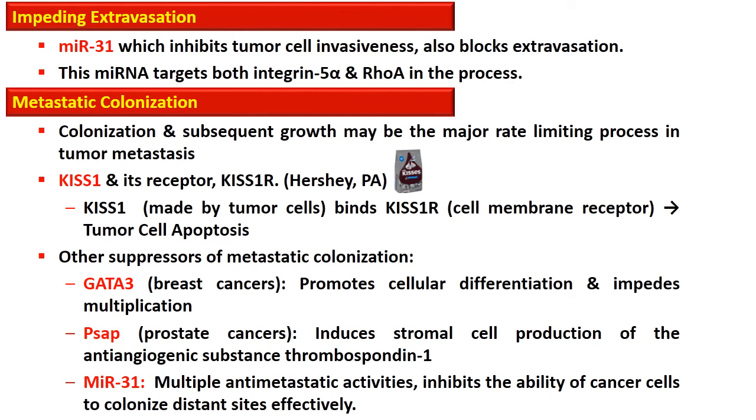The other suppressors of metastatic colonization are also recognized. One is GATA3 that is present in breast cancer, and it promotes cellular differentiation and impedes multiplication. PSAP is seen in prostatic cancer, and it induces stromal cell production of the anti-angiogenic substance, that is thrombospondin 1. MicroRNA plays its role over here also. Multiple metastatic activities inhibit the ability of the cancer cell to colonize distant sites effectively.